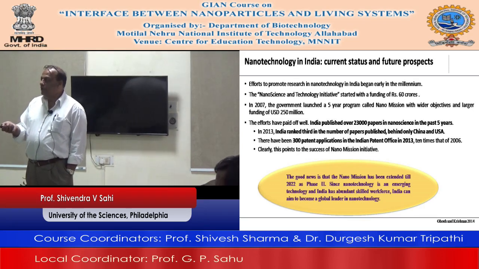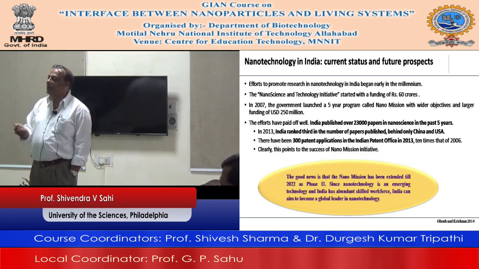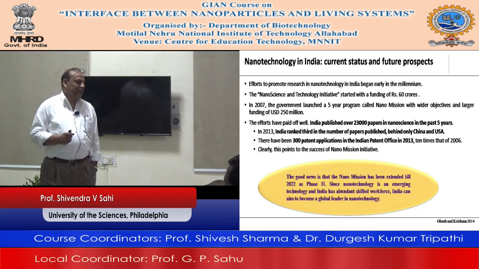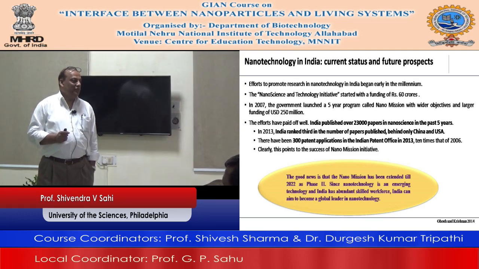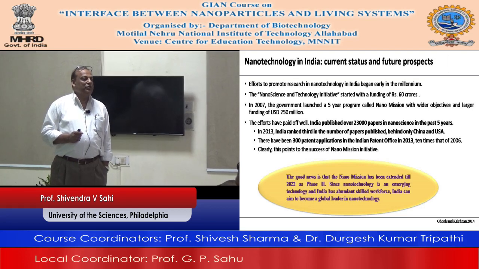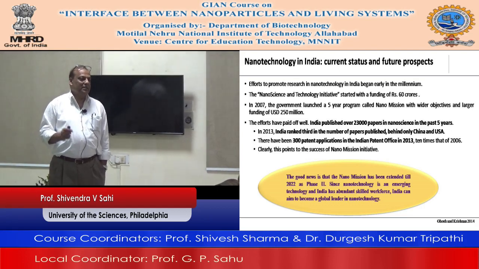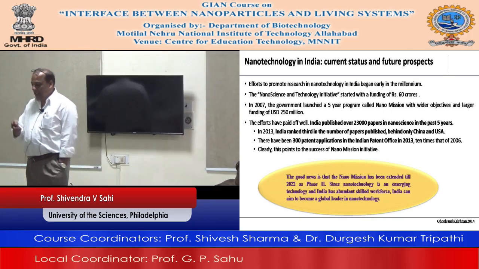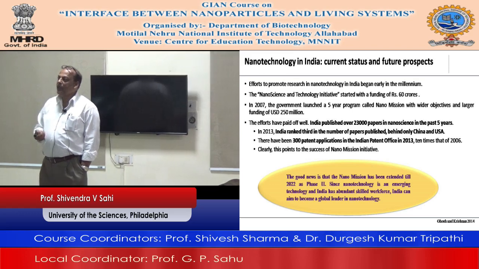So the goal for India is that India can aim to become a global leader in nanotechnology. That's what we aim for. It's good to have a high aim, but at the same time we need to have resources. We need to provide all those resources to the scientists to get a product made from their research.